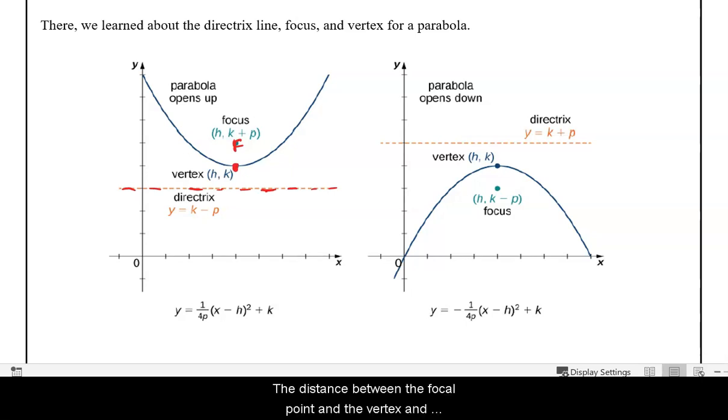The distance between the focal point and the vertex and the line is often written with either A or P, depending upon the textbook. In this particular one, you'll see that they're using P to represent the distance between the focus and the vertex and the directrix. That means the distance from the focal point to the directrix is, of course, 2 times P.